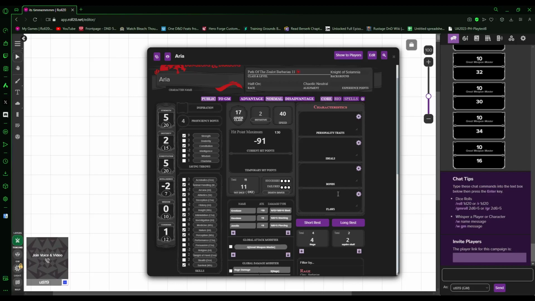Charisma is how charismatic is your character. Can your character talk down the merchant to give them a little discount? How good is your character at sweet talking someone? Or how good is your character at intimidating someone?